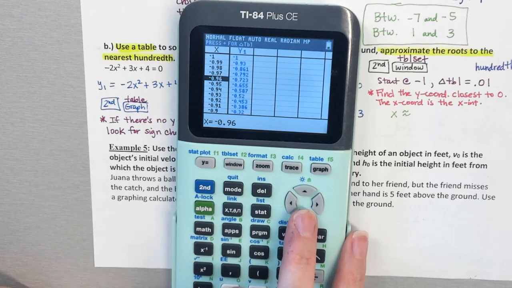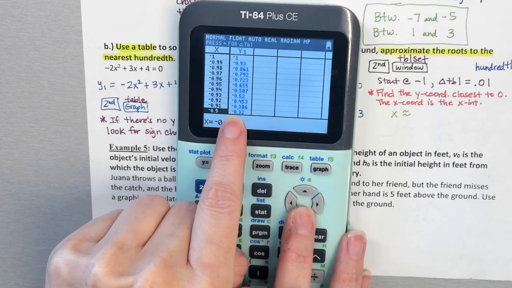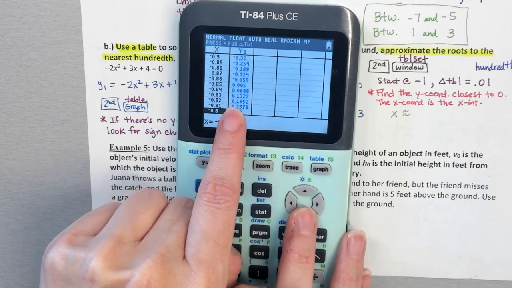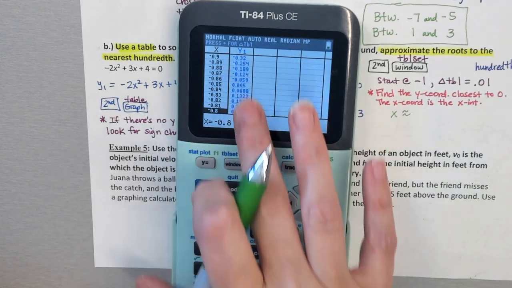All right, so when you're finding the y coordinate closest to 0, okay, if you look at these numbers, see how they're getting less negative as you're scrolling down? Okay, and then look, they start going up again. So which one is closest to 0? Which y value is closest to 0?